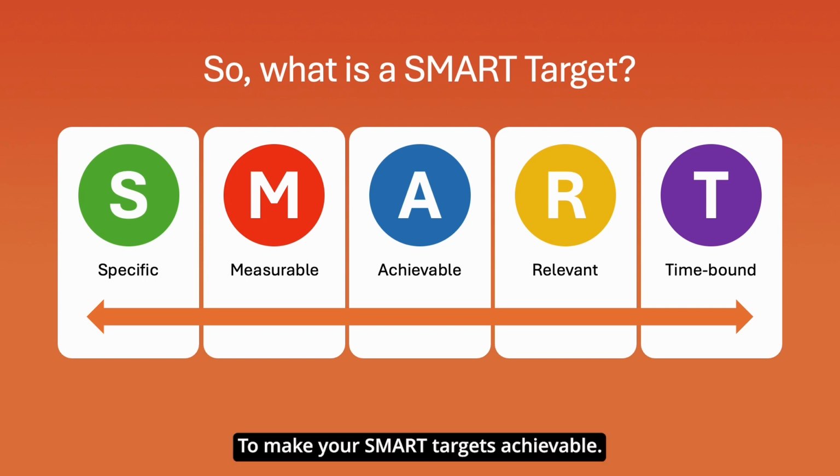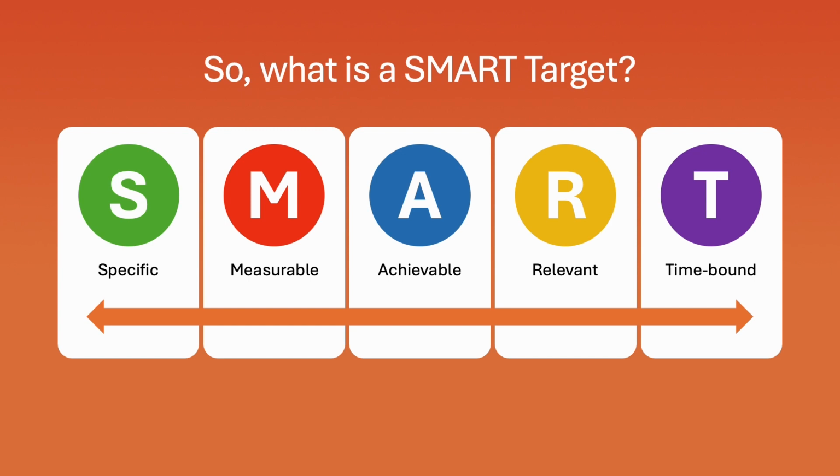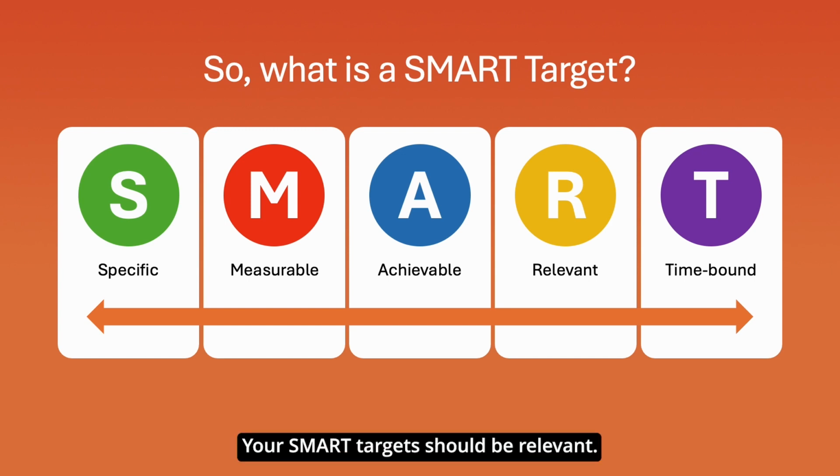Achievable. To make your SMART targets achievable, you need to outline what you plan to do in order to meet your goal. This should be something you are comfortable is realistic within your time frame with the resources available to you. Relevant. Your SMART targets should be relevant. This means they should be integral to your overarching goals and based on an identifiable need. Making your SMART targets relevant will help you stay focused on the important things.